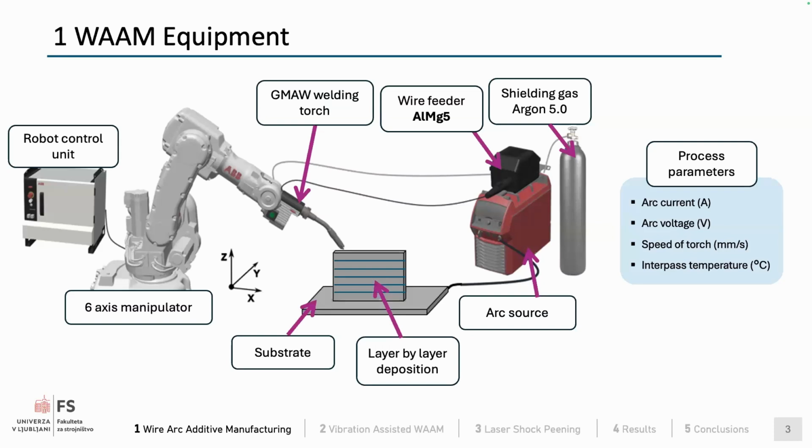The main process parameters that define the end functionality of the wire arc additively manufactured products are arc current, arc voltage, and speed of the torch, which also define our heat input. And the last, also very important parameter is the interface temperature, which is defined as the temperature at which the deposition of the next layer occurs.